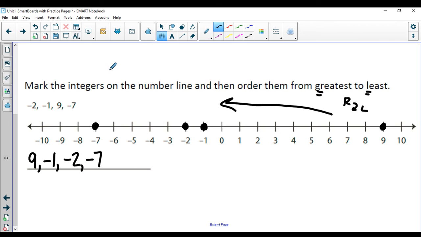All right, so that wraps up our first lesson for today, which is our Introduction to Integers. This is lesson 1.1, Introduction to Integers.